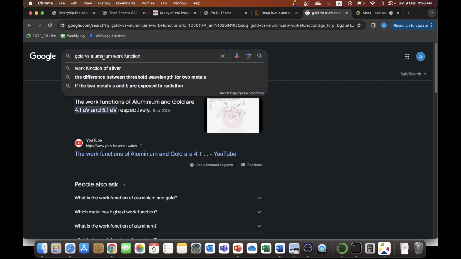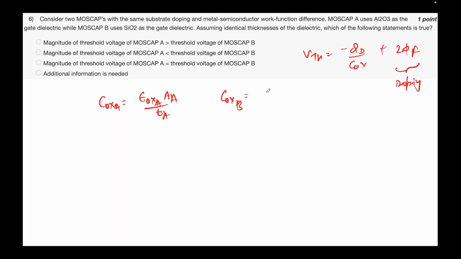Okay, the third problem we have now, similar thing. Just now what we have done is we are changing the gate dielectric. So again, VTH is minus Qd by Cox plus 2 phi f. So 2 phi f will depend on doping essentially, so this will not change. Qd is the depletion charge, that will also not change. The only thing that will change is Cox, right? So let's determine Cox. Cox A will be epsilon ox A times area of A over thickness of A, and Cox B will be epsilon ox B times area of B over thickness of B. I'm assuming that their area and thickness are the same for both cases.